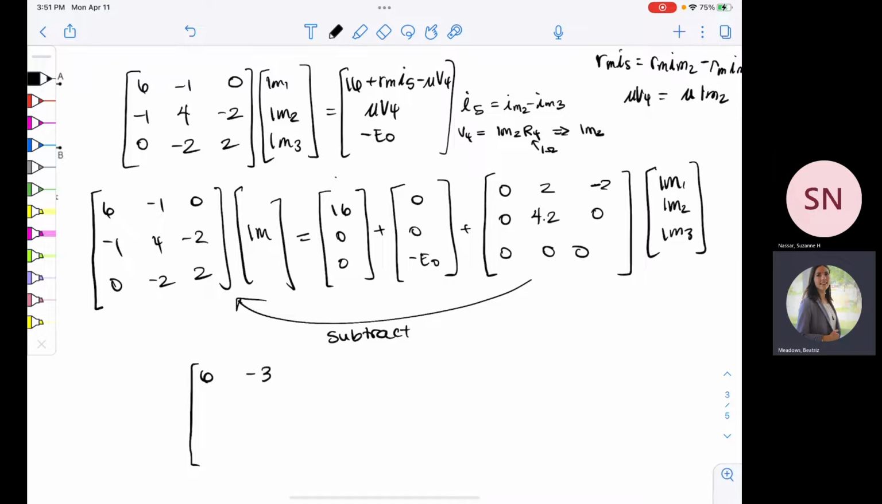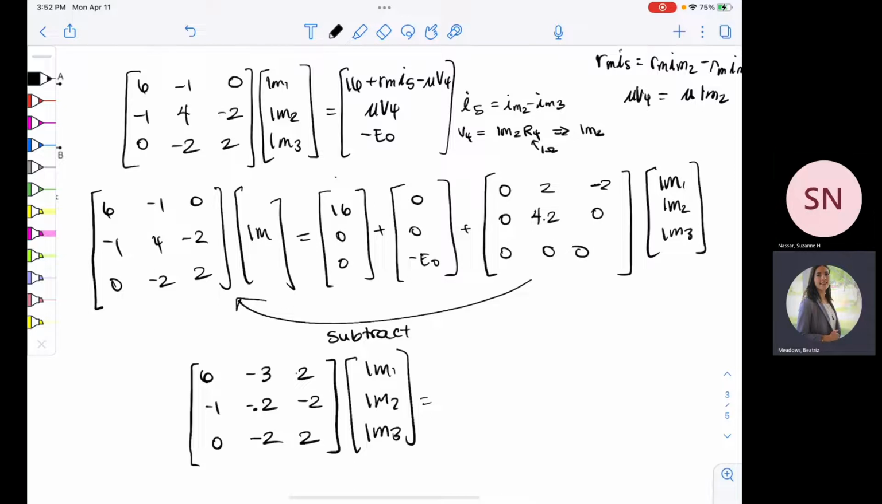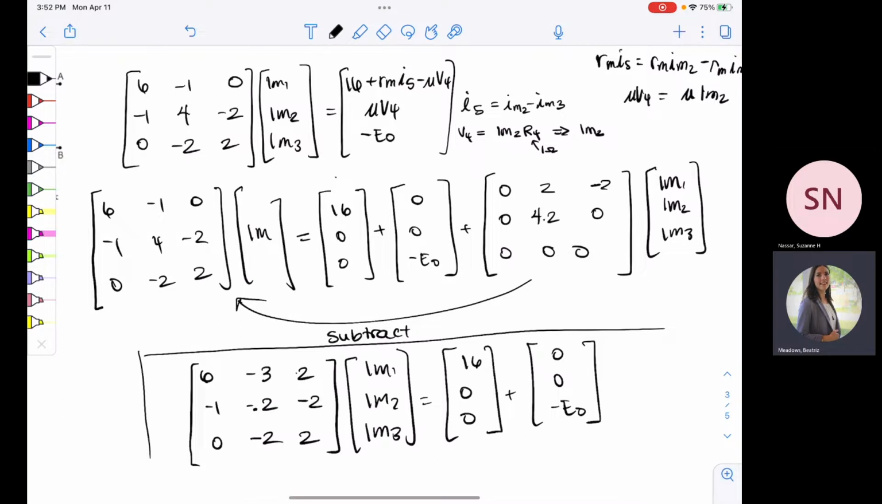6 minus 3, 6, minus 1, minus 0.2, minus 2, 0, negative 2. And then that's going to be Im1, Im2, Im3 equals, then we have our 16, 0, 0, plus our imaginary source that we created. So if you get to this point, you're doing pretty good.